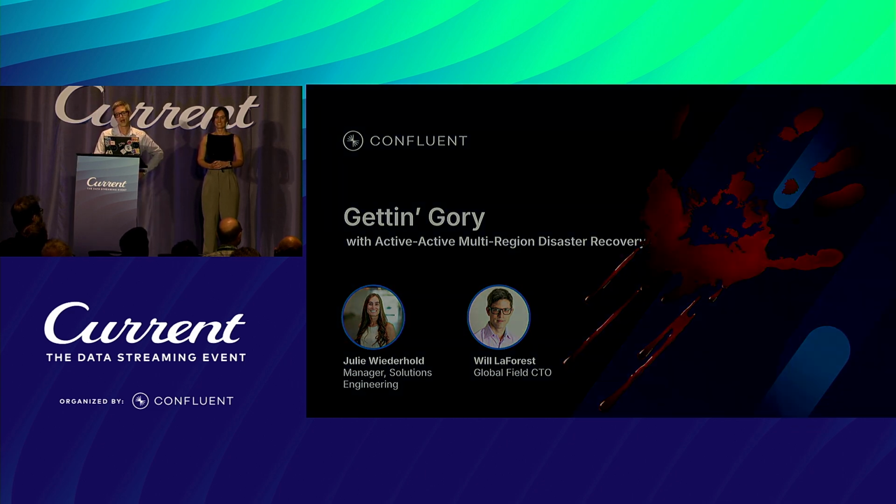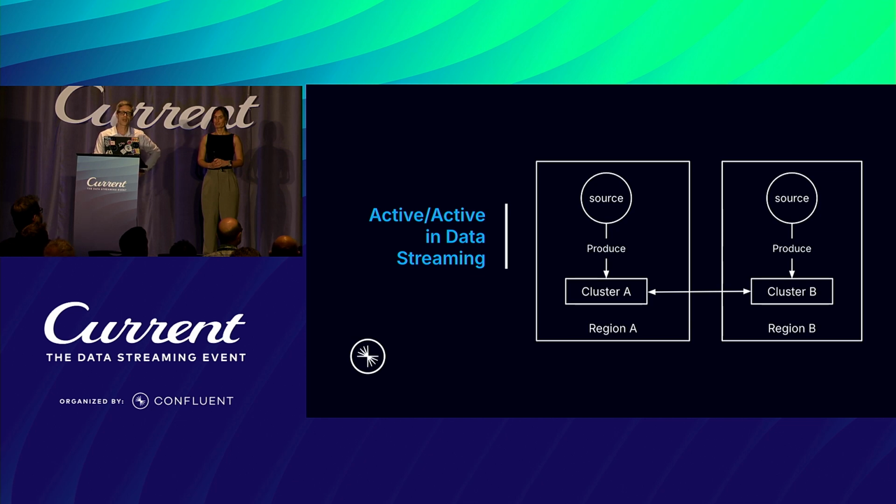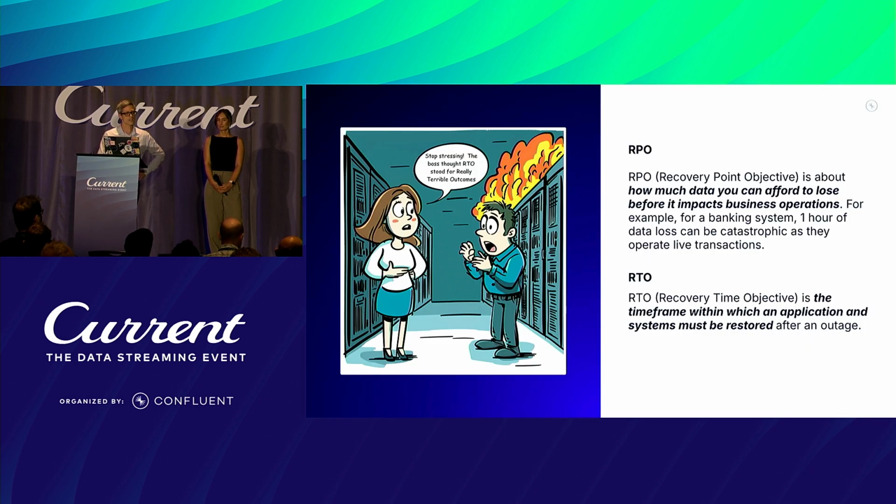So first off, I just want to quickly baseline on a few terms, concepts, and assumptions. To start off, while there are different flavors of active-active, Julie's going to be touching on two of them. When we say active-active, we simply mean that there's active data being produced to both regions at the same time, okay? The second thing I want to tie off on is RTO and RPO.